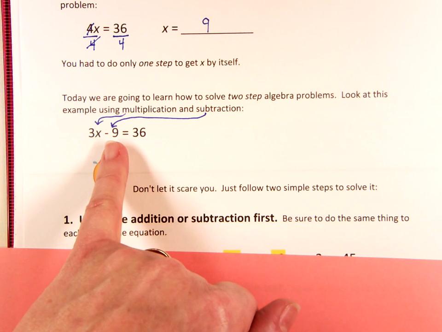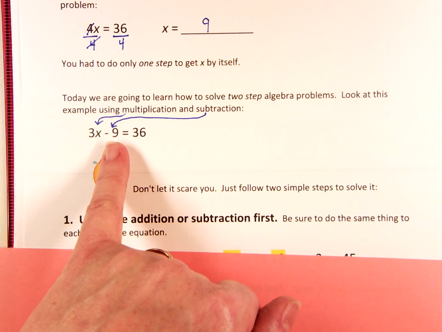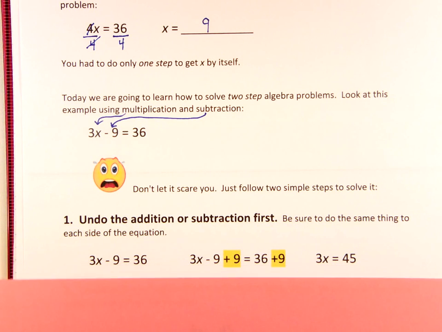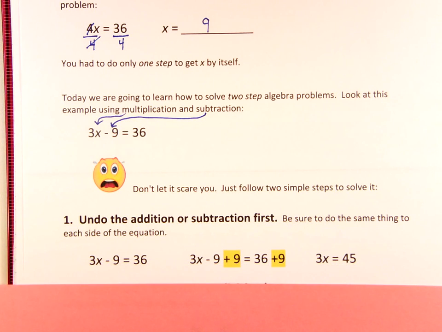I call these loose numbers. They're not connected to the variable. We're going to get rid of these first. So be sure to do the same thing to each side of the equation. It's really the same thing that we did the other day talking about one-step problems. Look and see what operation do you have going on right now. What is this right here?